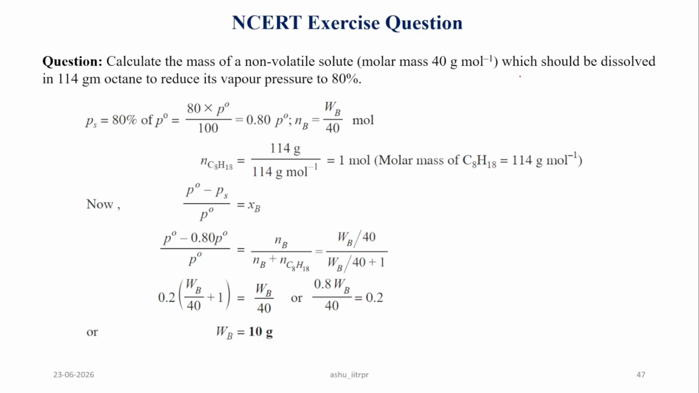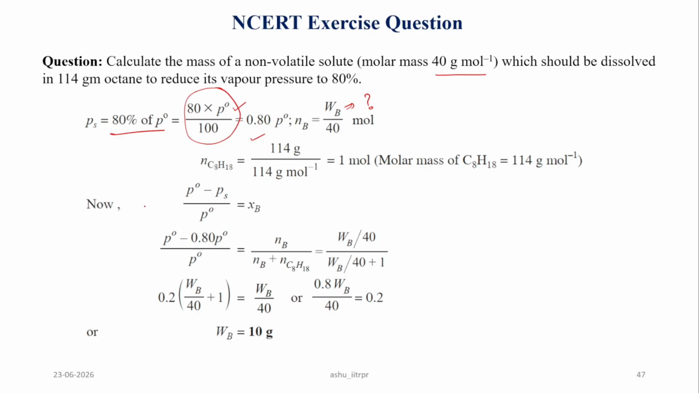Okay, so you have to reduce the pressure by 80%. So 80% decrease in pressure is 80 times the original vapor pressure, P naught, divided by 100. This represents a decrease of 80%. So this is 0.8 times P naught. And we have to determine WB, that means weight of solute. And what is the molar mass of the solute? Molar mass is given as 40. So in this way we can calculate the number of moles.